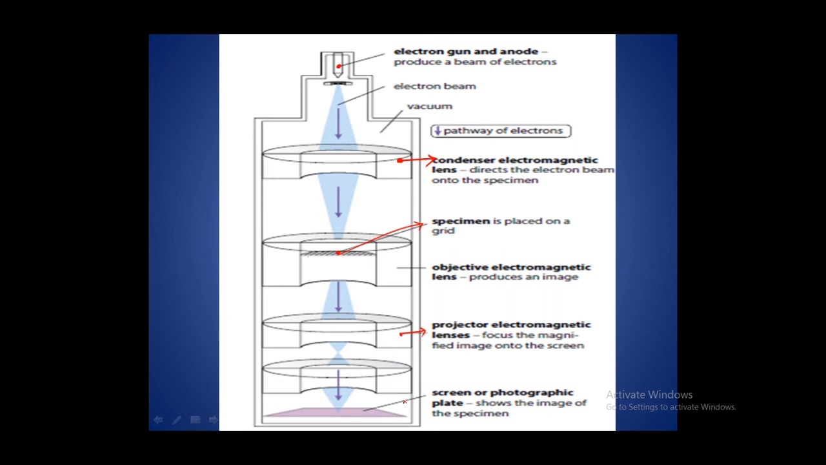And what happens here is, wherever the electrons hit this fluorescent screen, they basically create a black and white picture. So wherever the electron has hit, here or here or here, those areas become very bright and shiny, whereas the other areas will be dark. Okay, so that will give you an overall picture of the sample which you have here on the grid.